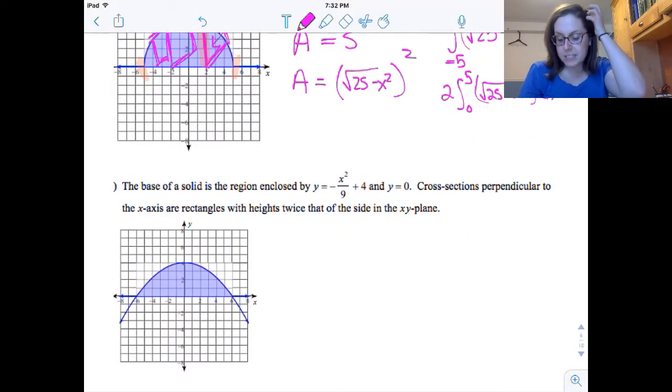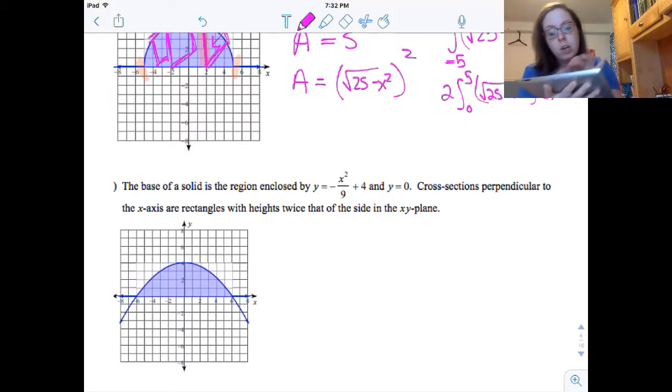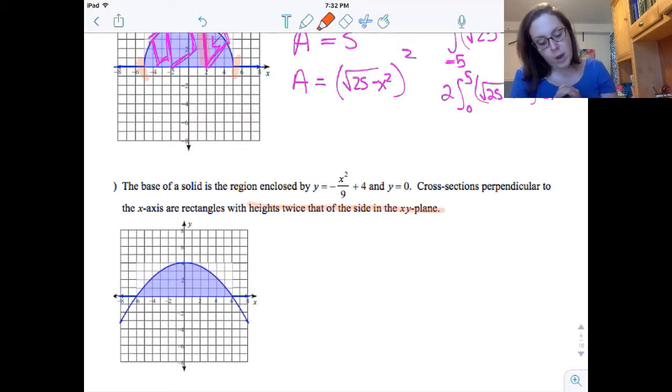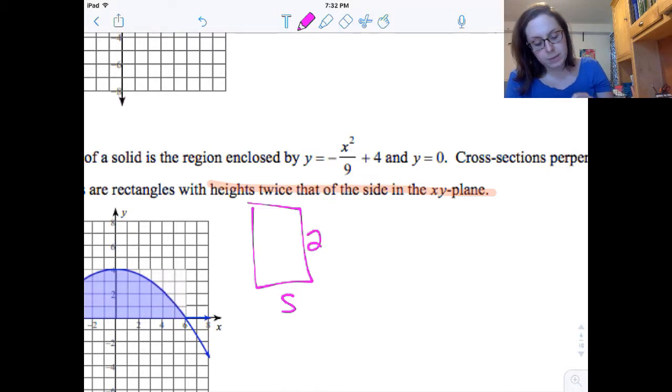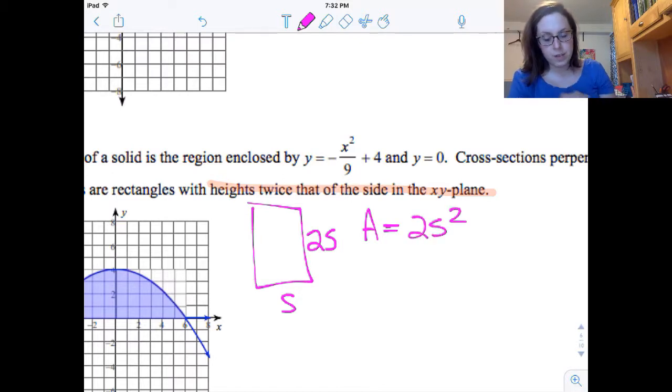Base of a solid is enclosed by y equals negative x squared over 9 plus 4, and y equals 0. Cross sections perpendicular to the x-axis are rectangles where the height is twice the length of the side in the plane. So think about this. I have a rectangle, and actually I'm going to do this going this way. This is going to be my side in the plane, so that's, let's say, s. The height is going to be twice that length, so the area of this is going to be 2s squared. So let's think about what s is.